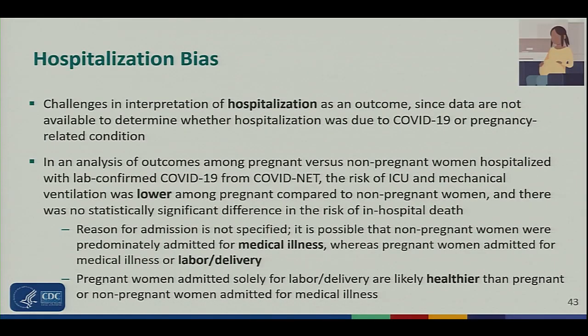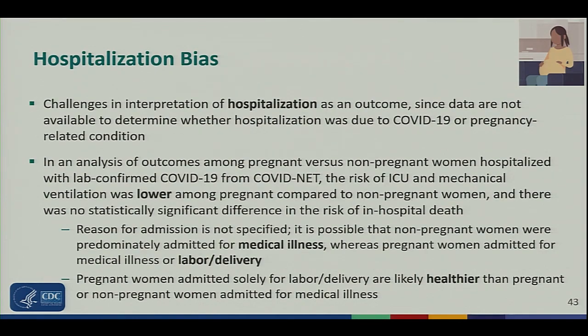There are challenges in interpretation of hospitalization as an outcome for severe COVID illness in pregnant women, as data are not available to distinguish hospitalization for COVID-19 from hospital admission for pregnancy-related conditions. Therefore, differences in hospitalization by pregnancy status may reflect a lower threshold for admitting pregnant patients or for universal screening of women admitted to a labor and delivery unit.